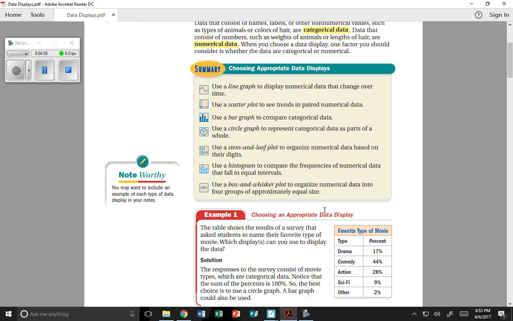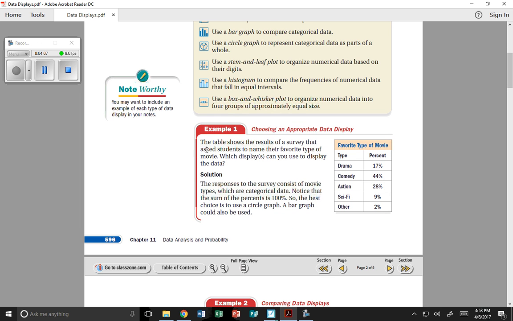Okay, so let's look at an example. The table shows the results of a survey that asked students to name their favorite type of movie.